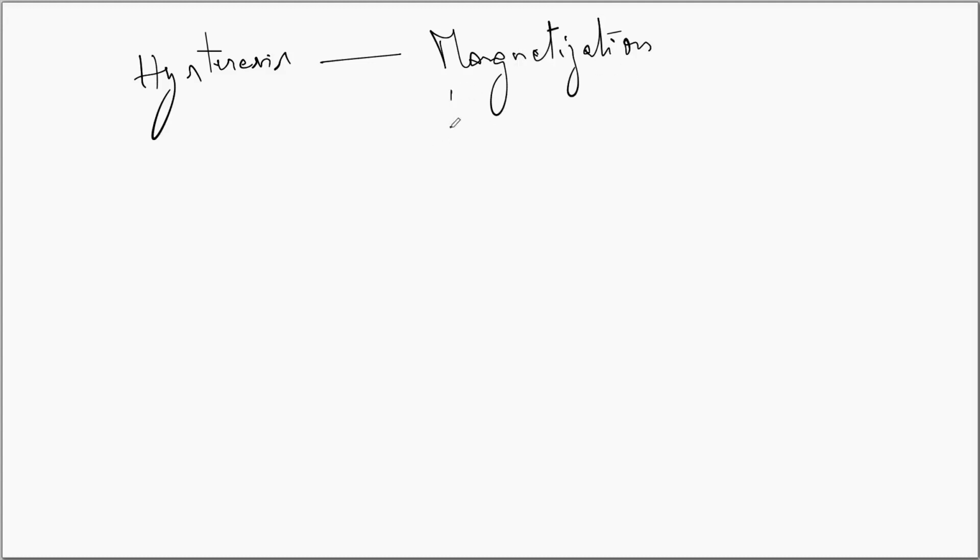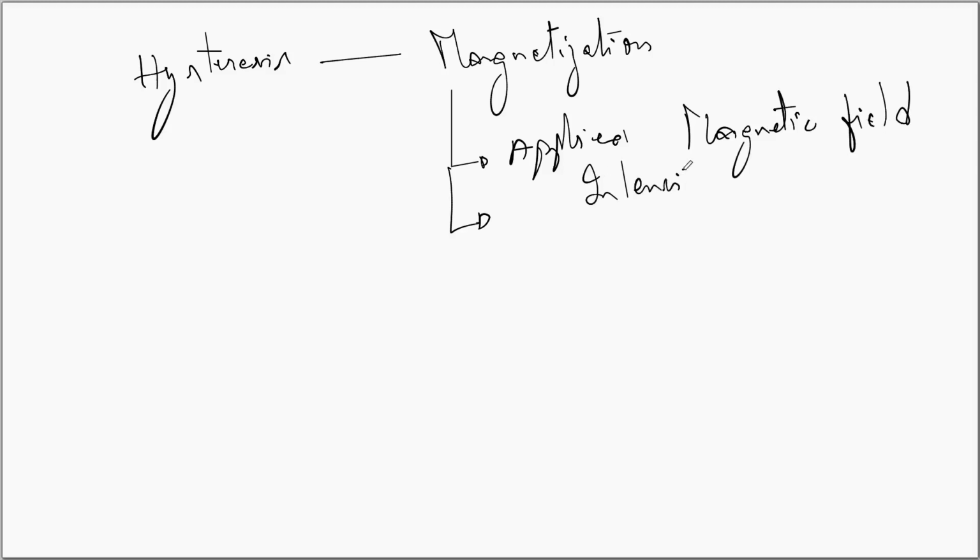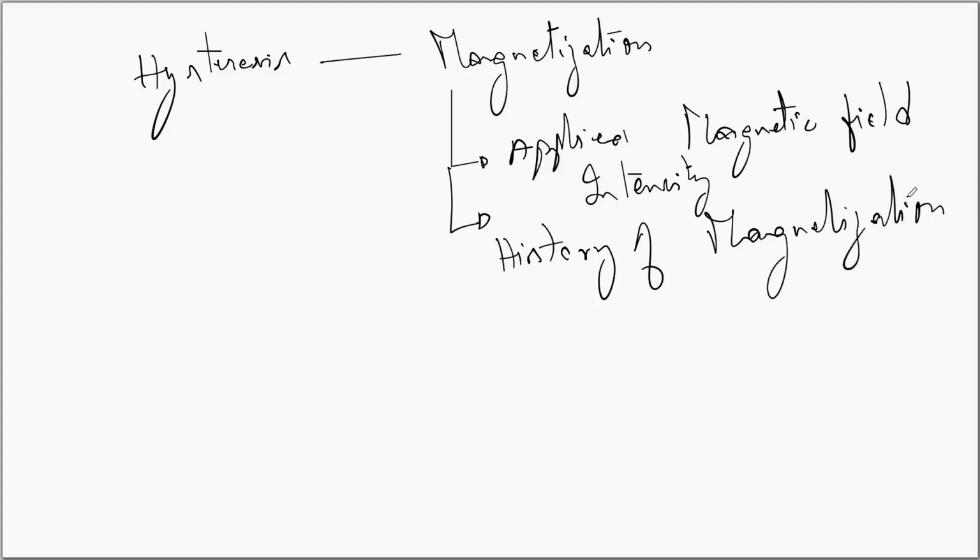The magnetization depends on two factors. One is the applied magnetic field intensity, and the other is the history of magnetization. So hysteresis essentially gives us information about these two. One is how the unmagnetized ferromagnetic material can be magnetized in an external magnetic field, and also how the magnetization is going to depend on the history of magnetization.